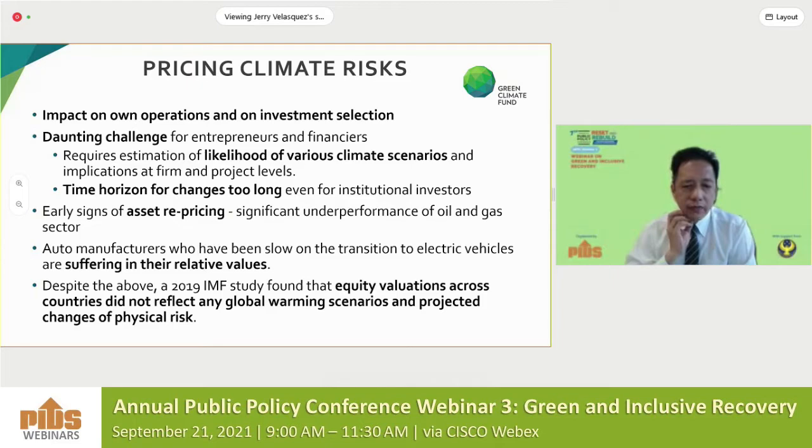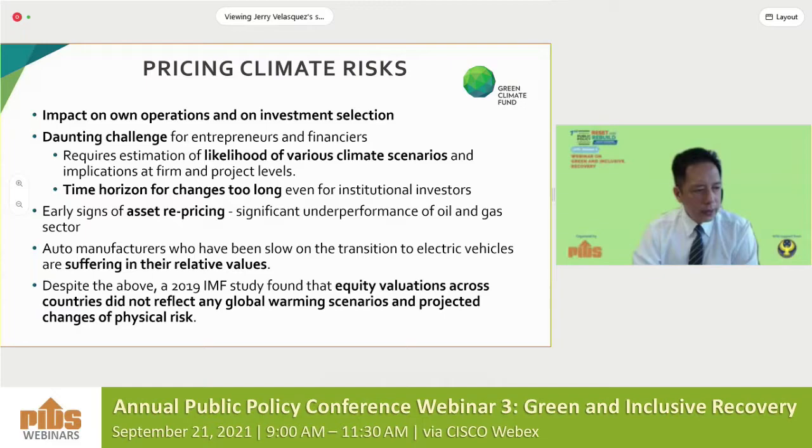However, we are already seeing some repricing of assets, especially in energy, oil and gas. This repricing will continue as we know more of these policies. Once policies are known, then the repricing will happen. For example, auto manufacturers who have been slow in the transition to electric vehicles are now suffering in their relative values, and it's happening in many places in the US and Europe. Despite this, the IMF in 2019 found that equity valuation across countries did not yet reflect climate change scenarios. So investments are still made in the short term. What will happen in the future? There could be instability when this in fact hits the system.